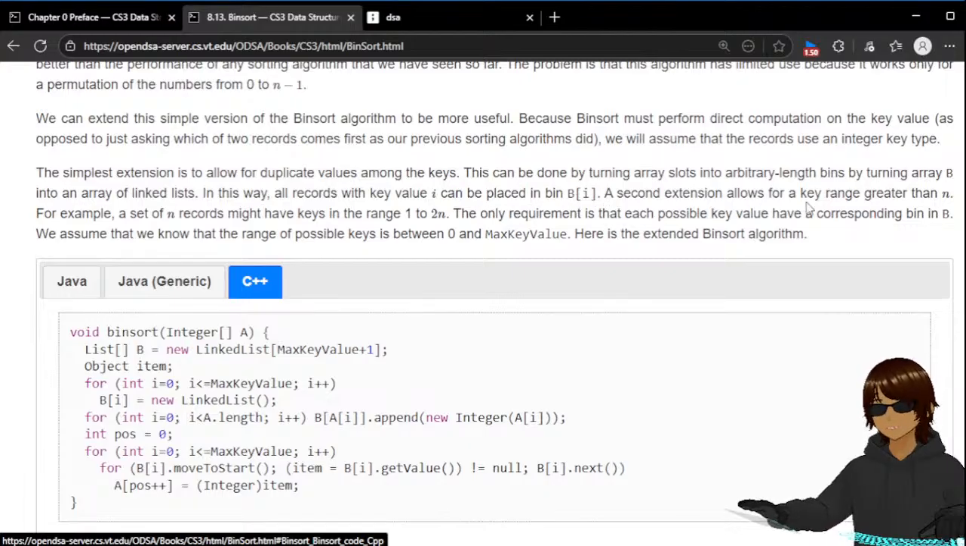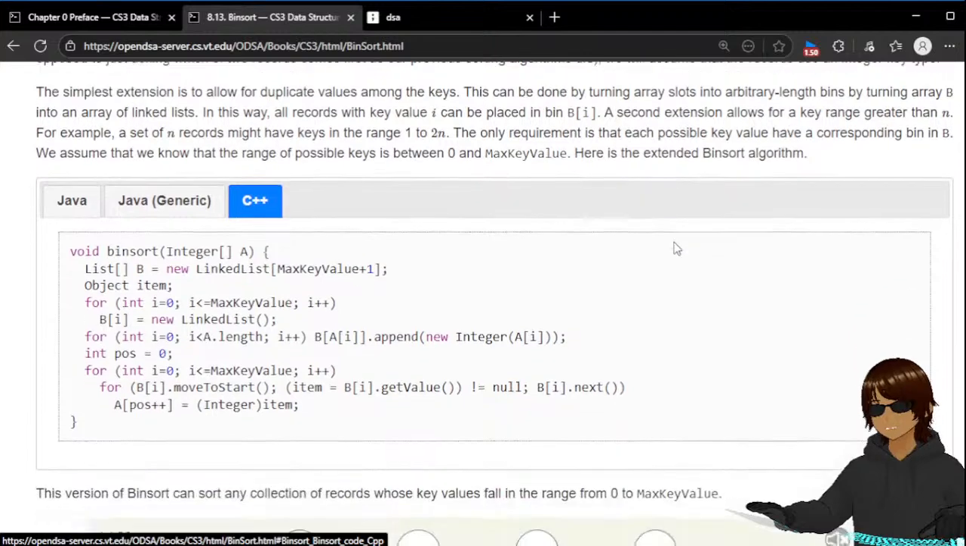The second extension allows for a key range greater than n. For example, a set of n records might have keys in the range n to 2n. The only requirement is that each possible key value have a corresponding bin in B. We assume that we know the range of possible keys is 0 to a max key value.